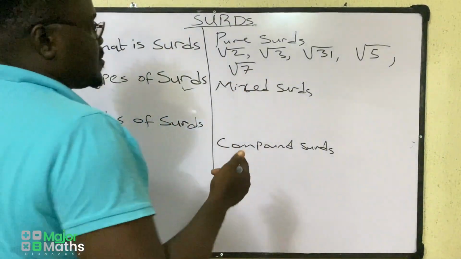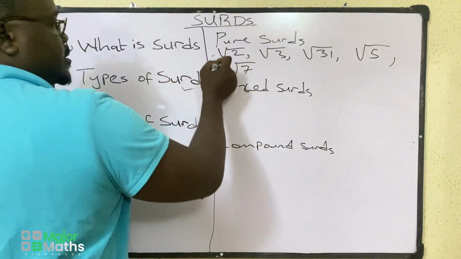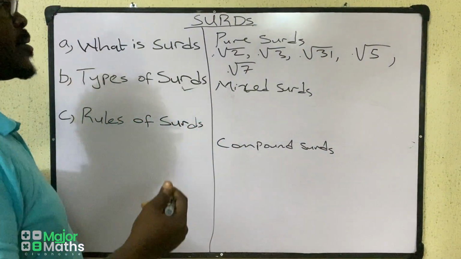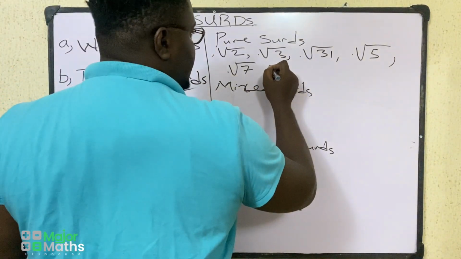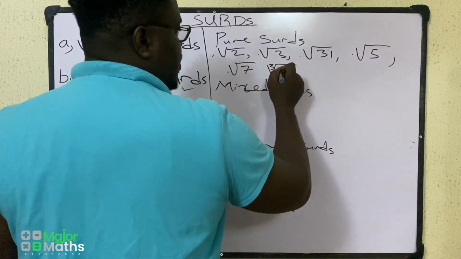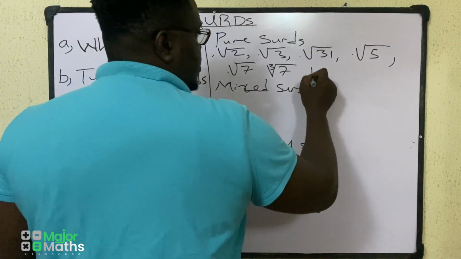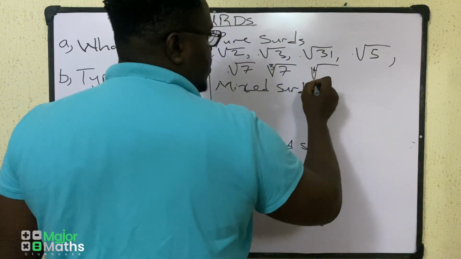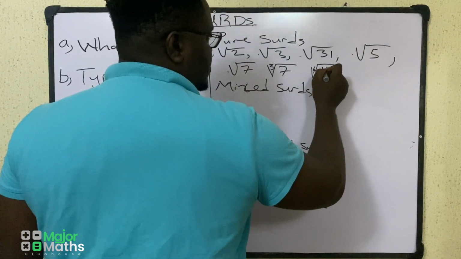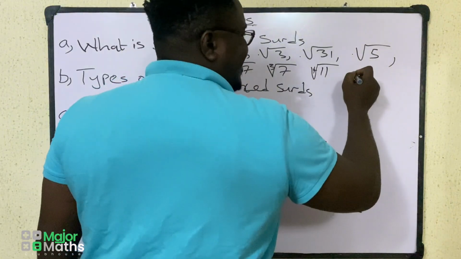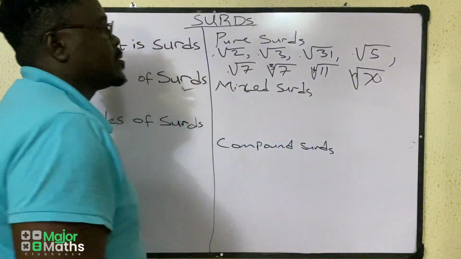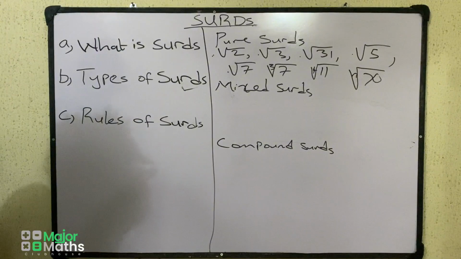No accompanying coefficient, no accompanying figure or digits. Also take note, pure surds can also be the cube root of 7, the fourth root of 11. Basically, the nth root of any number. All these are pure surds.